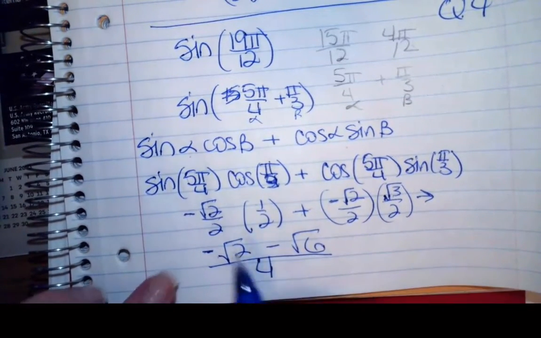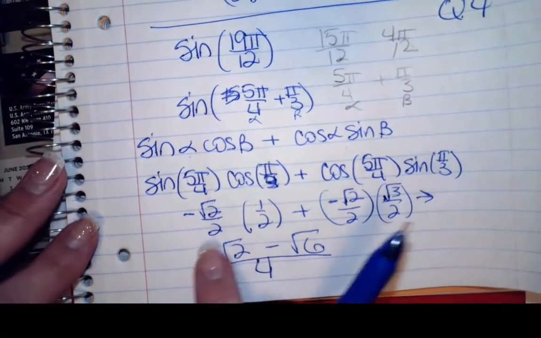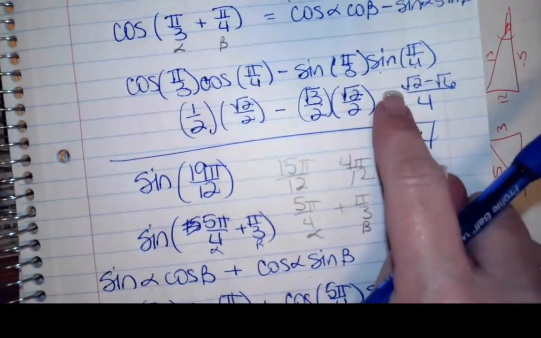It's not what we got a while ago. It's almost what we got a while ago. So this is a negative root 2 minus root 6. This was a positive root 2 minus root 6 over 4. All right, so let's try a couple more exciting ones.